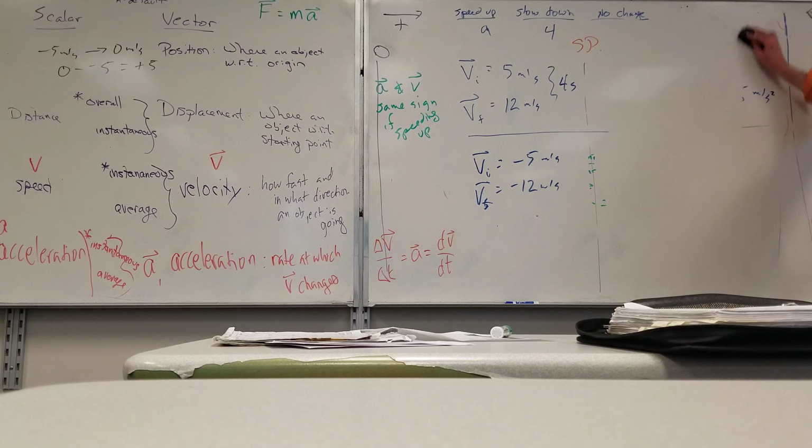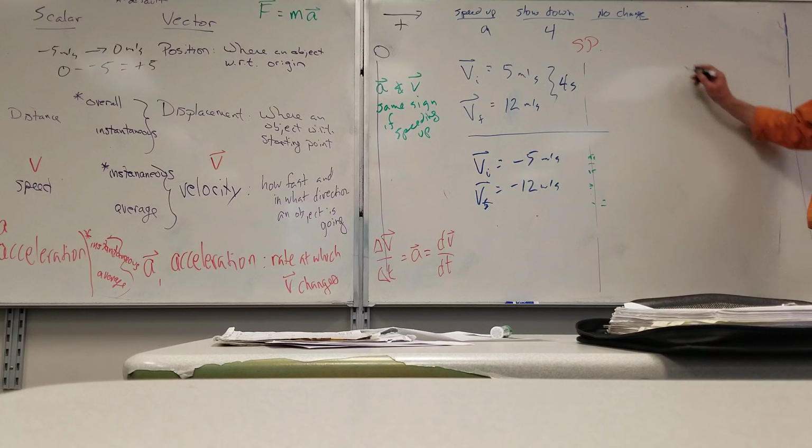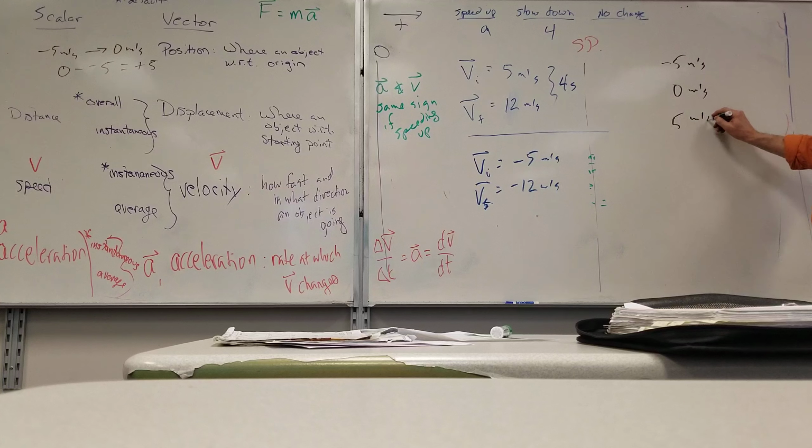Let's do it with numbers then. So my velocity, let's say negative 5 meters per second, and then 0 meters per second, and then 5 meters per second. What's my change in velocity here? Or no, positive. Okay, so change in velocity is positive. What about here? Positive. What about if I look at the whole trip? Positive. What do you think my acceleration is?